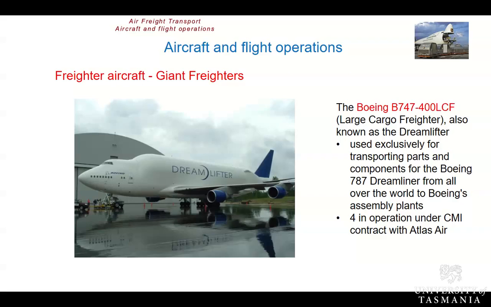They're not actually run or operated by Boeing themselves. They've leased this out under a CMI, which is Crew Maintenance and Insurance contract, to Atlas Air. At one point in time, it was the largest cargo hold in the world, no longer, but significant volume.